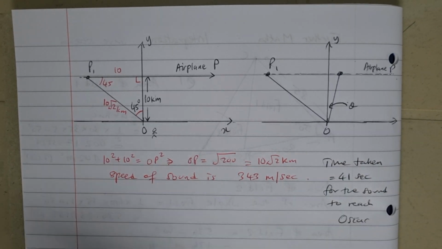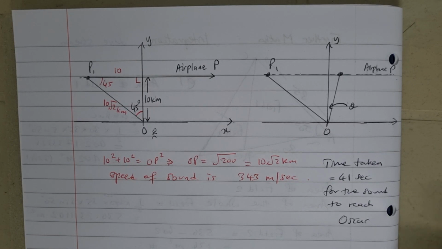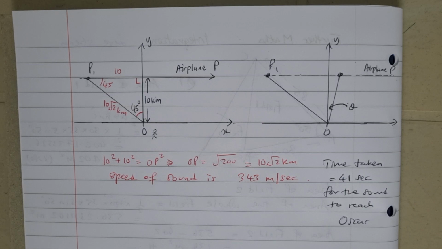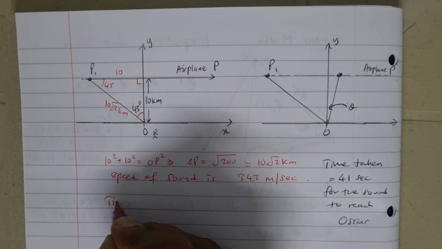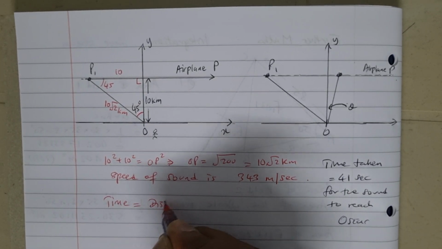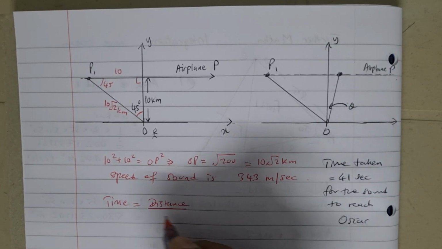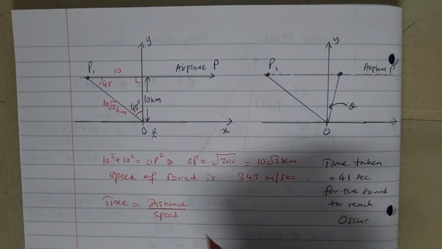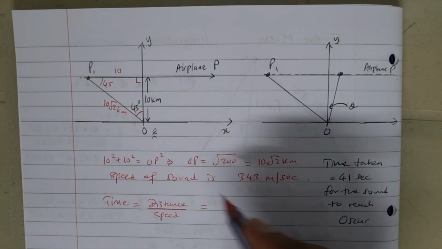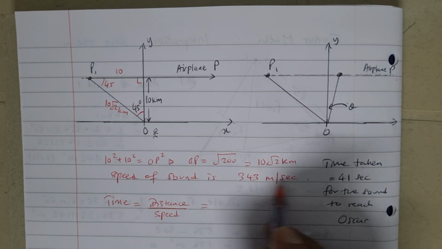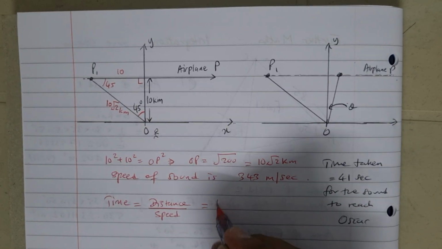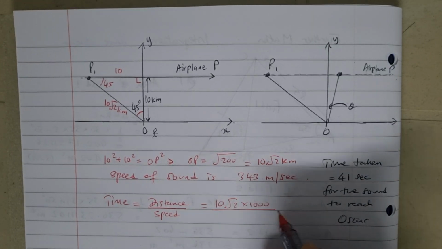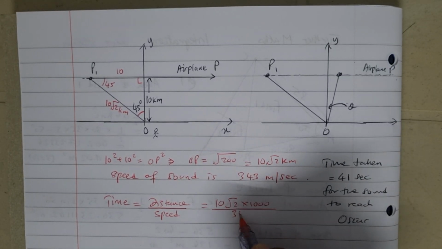So if we want to find time, basically we're looking at distance divided by speed. The distance we know is 10 root 2. So the time is going to be equal to the distance divided by the speed, and here we're talking about the speed of sound. The distance is 10 root 2 kilometers, and because the speed is given in meters per second, we need to convert the 10 root 2 into meters. So multiply by 1,000, because a kilometer is 1,000 meters, and then you divide by 343.